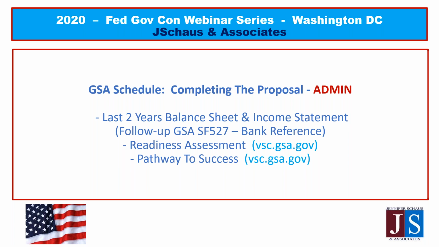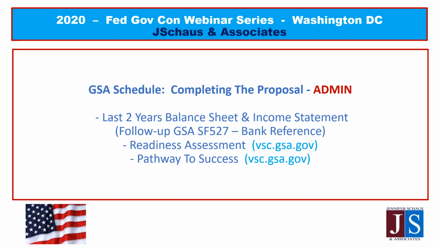Sometimes once you submit your proposal to GSA, you will eventually get a letter from GSA asking for a bank reference. There's a specific form. It's the GSA standard form, SF, standard form 527. Your bank will need to complete that and send it off to GSA. Make sure you get a copy of that just for your records.